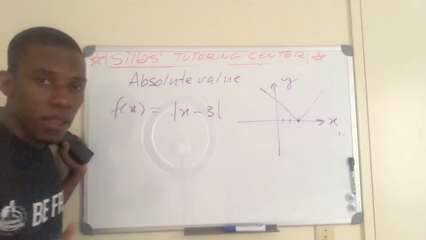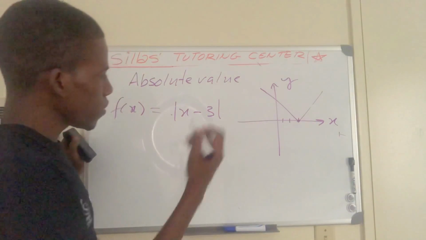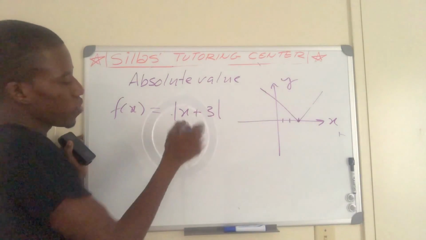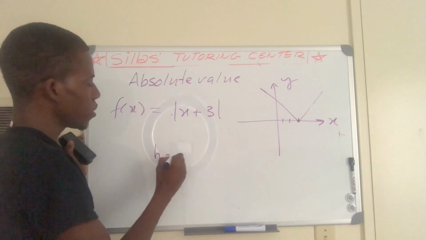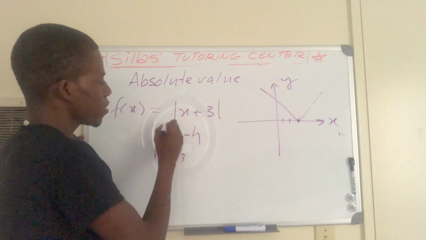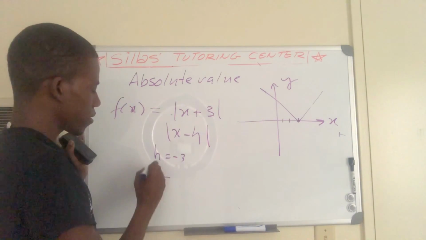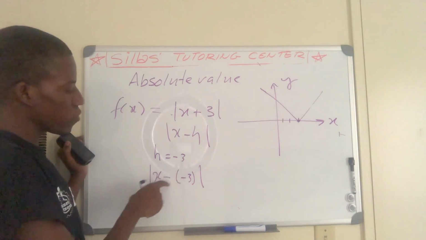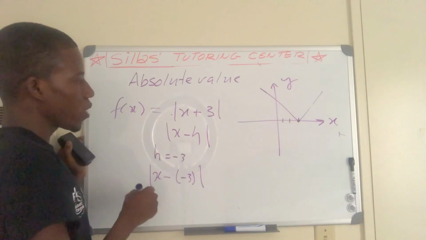And if this was positive, let's say for example, you would say in this case you have h equal to -3, because x minus h, that's the formula. So now you have x minus 3. Okay, that should give you +3. In this case, h equals -3. So what do you say in that case?